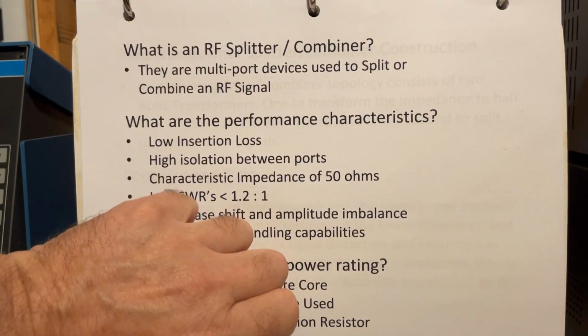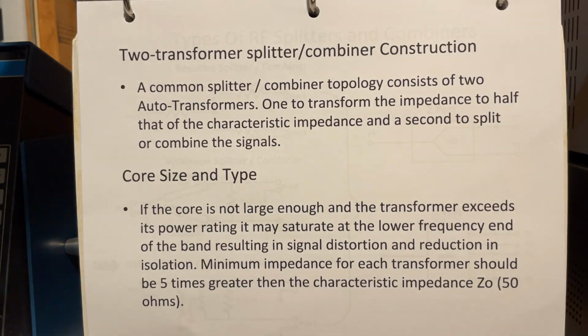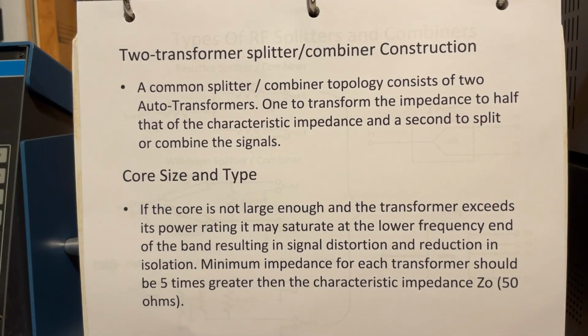Okay, so let's move on. So basically, we're going to be talking about the type of combiners and splitters that are designed with transformers. There's many other types that I'll be showing, but we're going to be focusing on the type that uses auto transformers. So what's an auto transformer? We're going to take a look at that for those of you who are not familiar with that technology and talk about how that works.